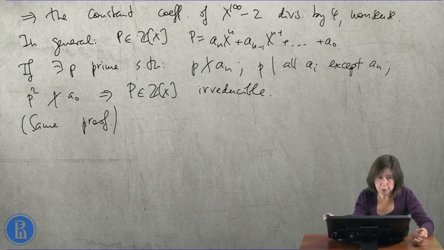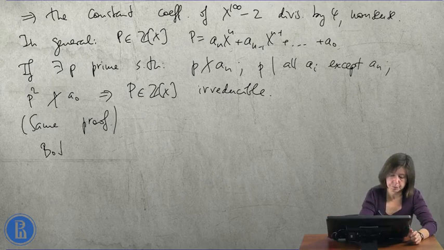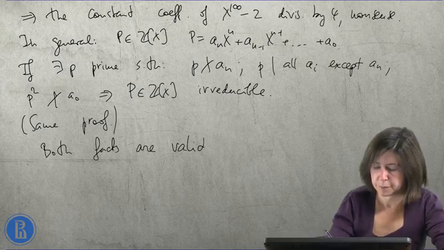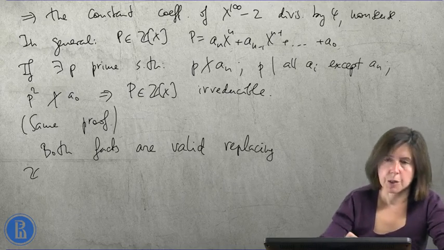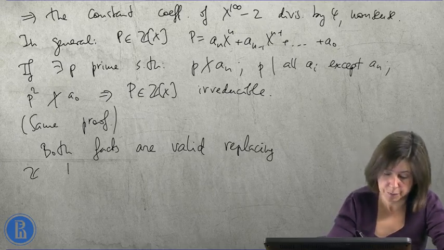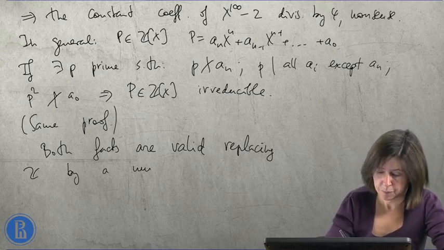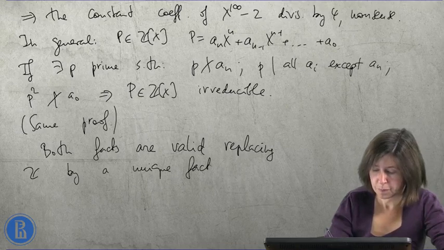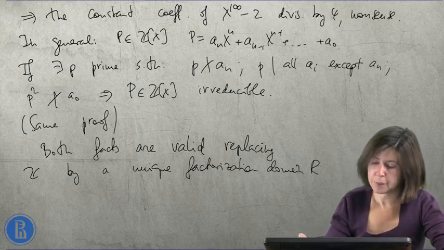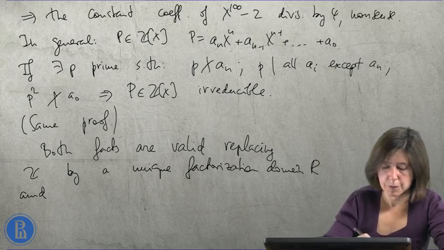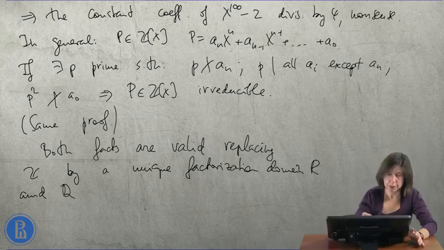And to conclude, I would like to say that both facts are valid replacing Z by some unique factorization domain R and replacing Q by its fraction field.